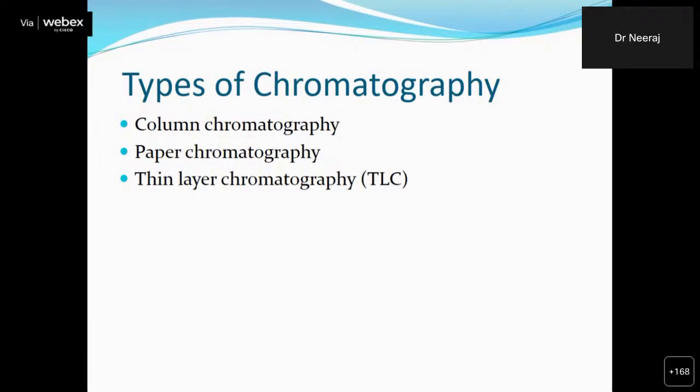So first of all, we will discuss column chromatography. The rest of two, paper chromatography and TLC, thin layer chromatography, both have the same principle. So we will discuss them in our later part. First of all, we will concentrate on column chromatography.